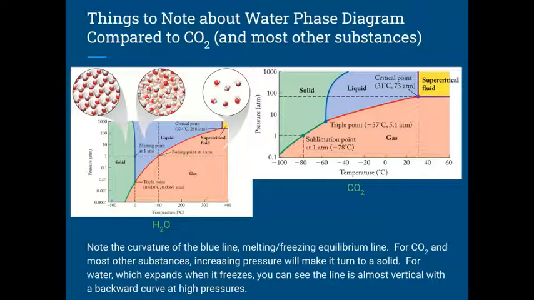So I do want to note something about the water phase diagram compared to the carbon dioxide, which is here on the right, and most other substances. I want you to take a look at the curvature of the blue line. So that's this one right here. And see how for water it kind of goes backwards right here? So for most compounds, it goes to the right.